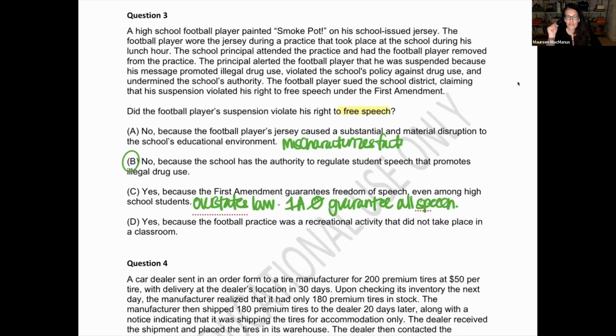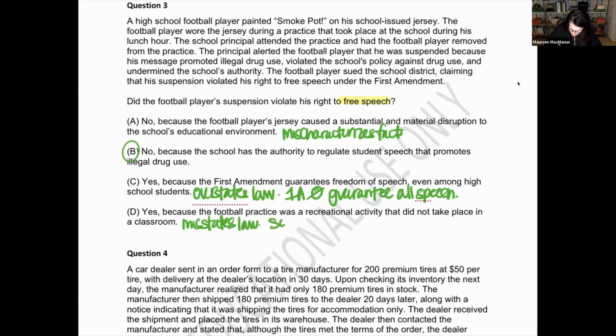D, yes, because the football practice was a recreational activity that did not take place in a classroom. That's irrelevant. So free speech, when it's a school sanctioned activity, the school can still regulate the speech. So this misstates the law. So school, yeah, public school. This is a public school, presumably.